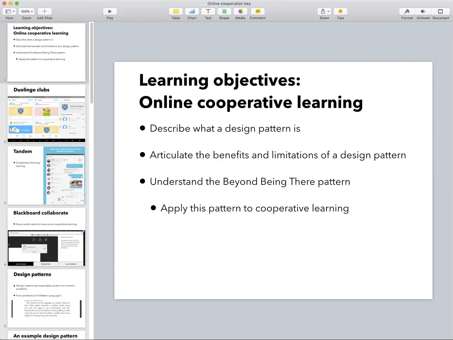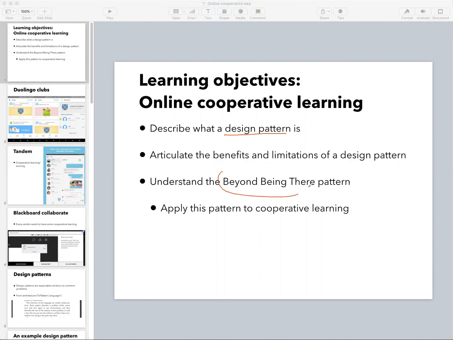We're going to talk about this particular way of thinking about software called a design pattern. At the end of this module, you'll be able to describe what a design pattern is. You'll also be able to articulate the benefits and limitations of design patterns. There is one particular pattern called the beyond being there pattern, which I want to take a deep dive into. Hopefully, at the end of this module, you'll understand this pattern, and you'll be able to apply this pattern to the problems of cooperative learning that you've seen before.